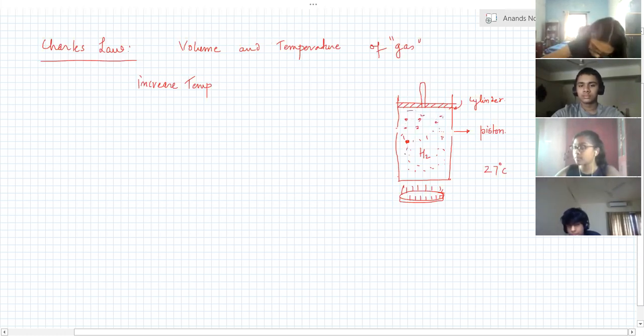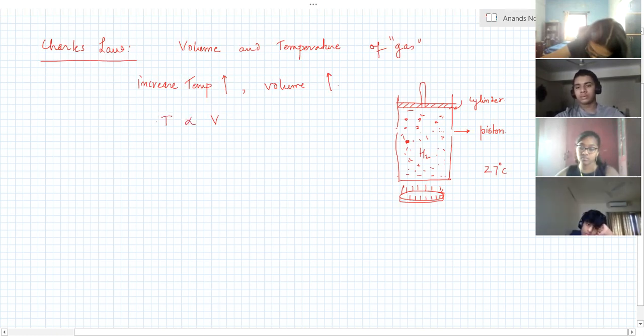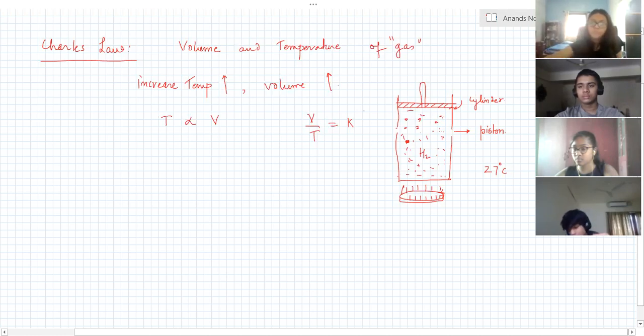But this was the first time it was experimentally demonstrated by Charles in the form of a law. And he says, if you increase the temperature, then volume also is going to increase. Or he said that temperature T is directly proportional to V, or V is directly proportional to T. V by T is a constant. Don't worry about what this K is. It is just a proportionality constant. Correct now?